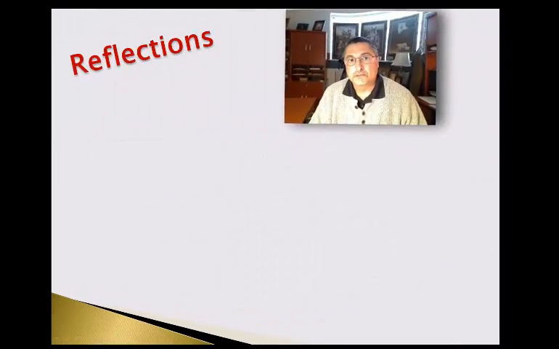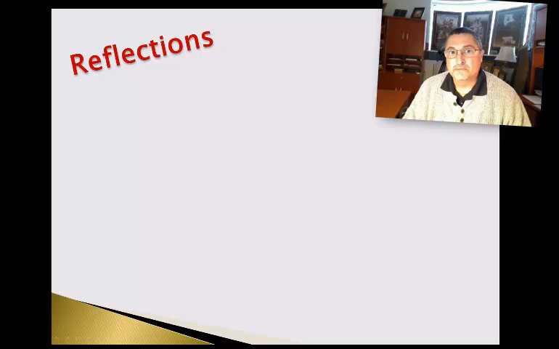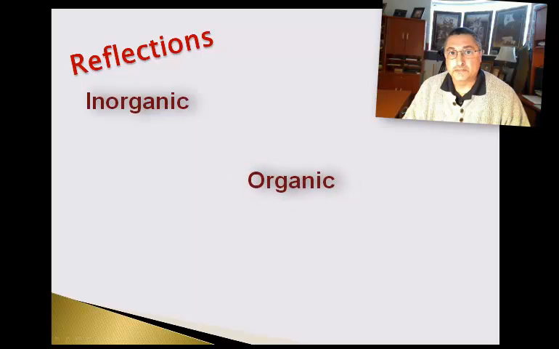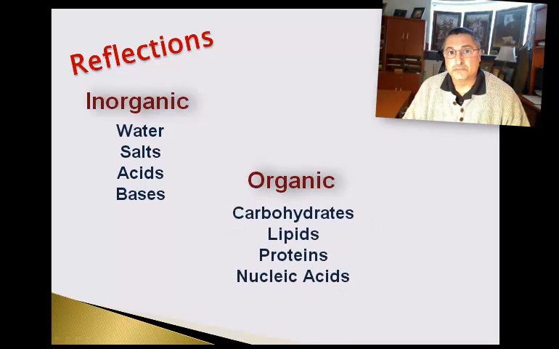Now it's time for you to do a lot of reflection. We finished this whole episode of chemistry. We've looked at inorganic chemistry and organic chemistry. We looked at the value of water, the value of the salts, acids, and the bases under inorganic. We also took a look under the organic at the four different types of organic molecules: carbohydrates, lipids, proteins, and now nucleic acids.